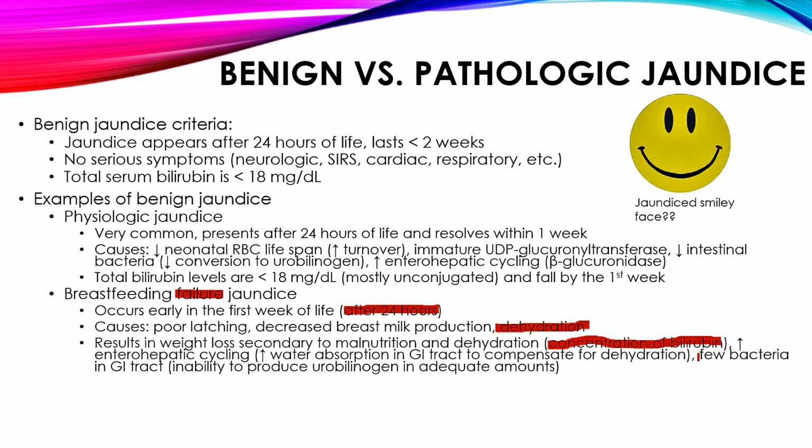And also, usually we don't like bacteria. We want to treat them. We want to wash our hands. But guess what? As babies, we need our little friends here. So there's not enough bacteria in the GI tract. You can't convert the conjugated bilirubin to urobilinogen. So what happens? The conjugated bilirubin converts to unconjugated bilirubin and gets reabsorbed. So this is one of the few times we want some bacteria hanging out to help us out.